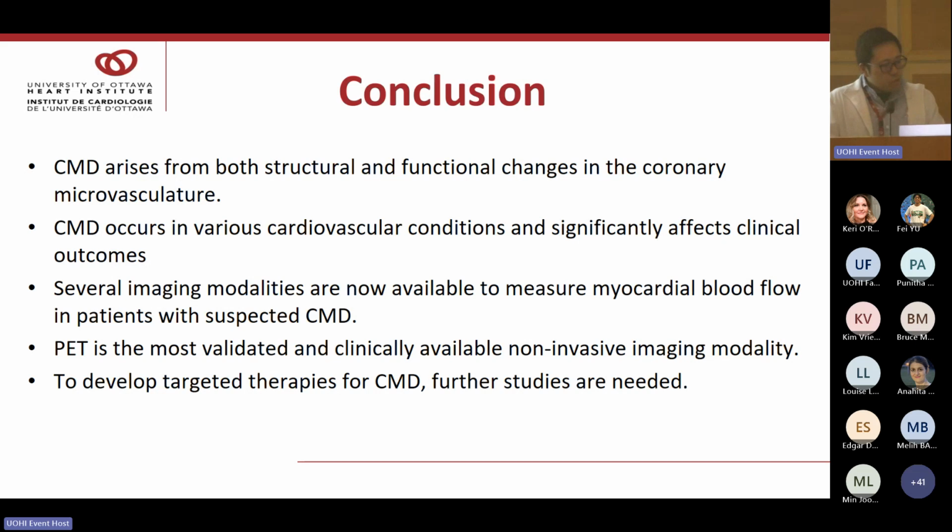Okay, in conclusion, coronary microvascular dysfunction arises from both structural and functional changes in the coronary microvasculature. It occurs in various cardiovascular conditions and significantly affects clinical outcome. Several imaging modalities are now available to measure myocardial blood flow in patients with suspected CMD, and PET is the most validated and clinically available non-invasive imaging modality. To develop targeted therapies for CMD, further studies are needed.